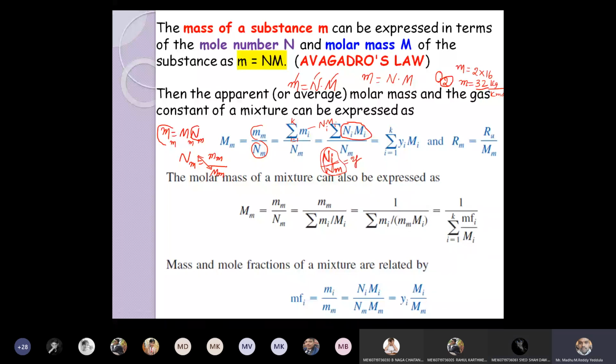Mole fraction, sorry, mole fraction. And this is for the ith component, Yi. So Ni by Nm is replaced by Yi. Yi, i equal to 1 to K, into Mi. So this is the representation of the molar mass. Capital M is equal to the summation of Yi, i equal to 1 to K, into Mi, where Mi is the molar mass of the ith component. In the same way, we can write for the gas constant also.